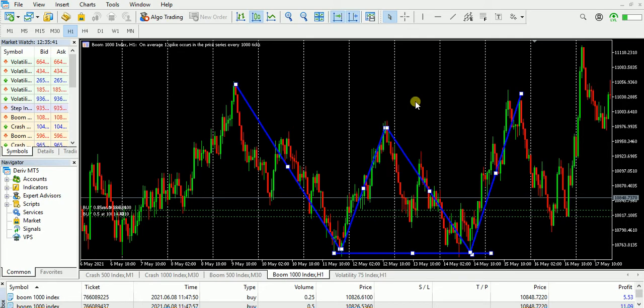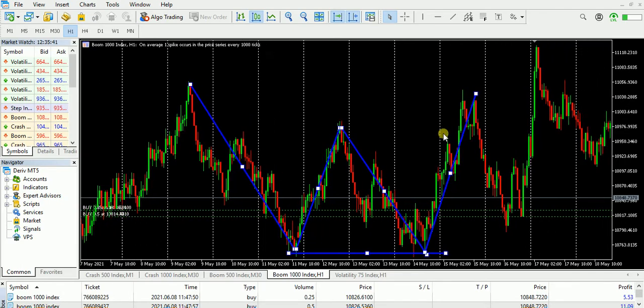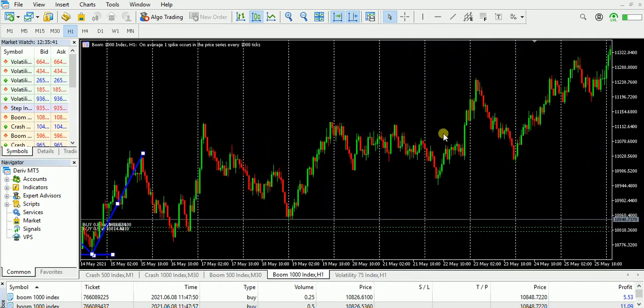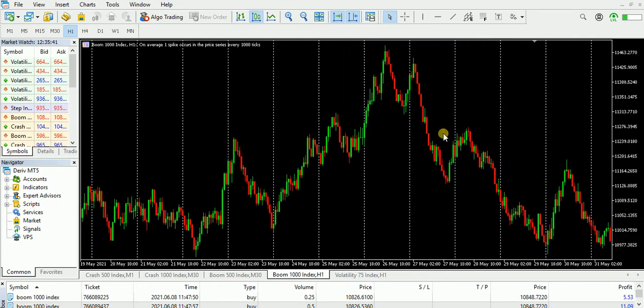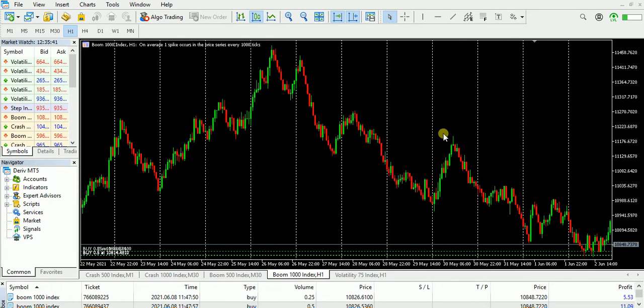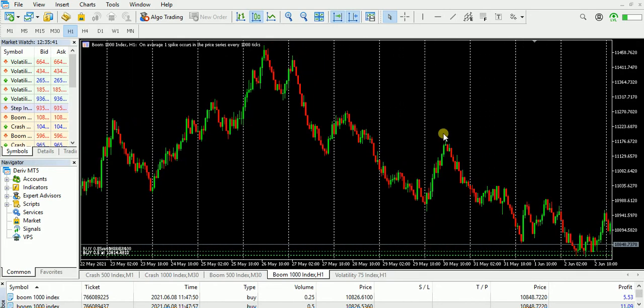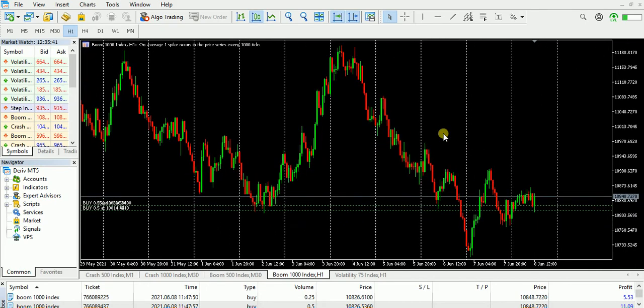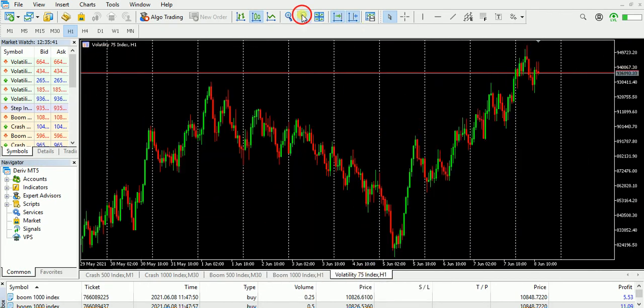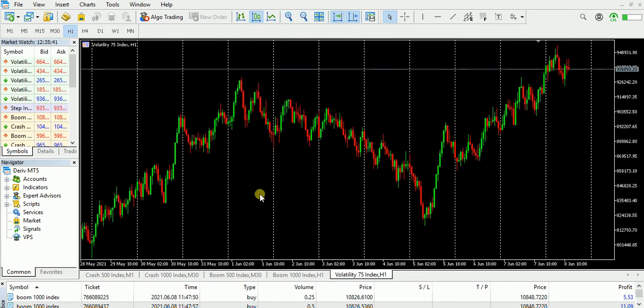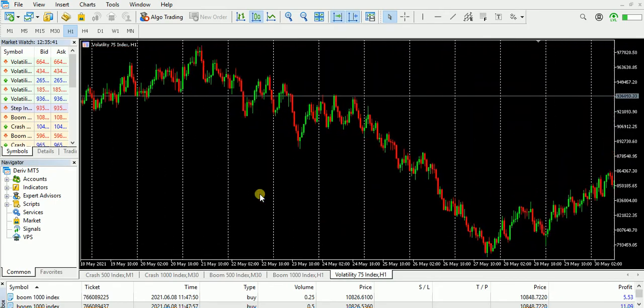Whenever there is a W formation, it's telling you that price is in the double bottom formation, and we are still looking for the M formation, that is the double top formation. Okay, let's move to VIX and see if we could find one.